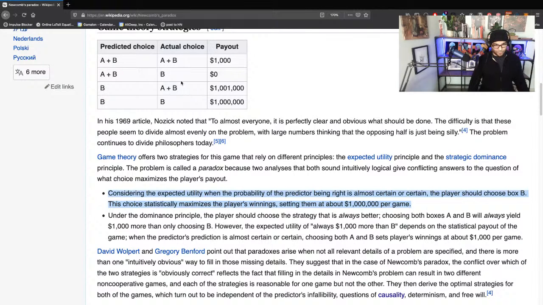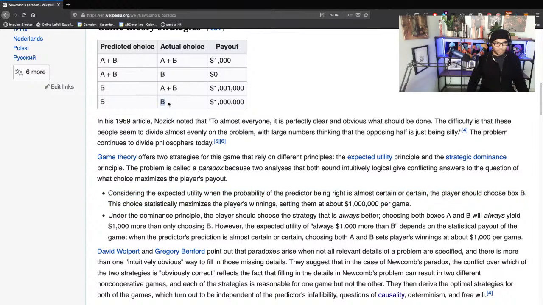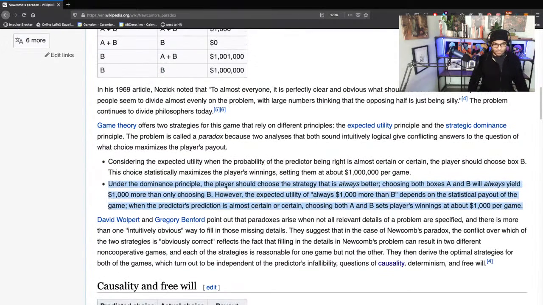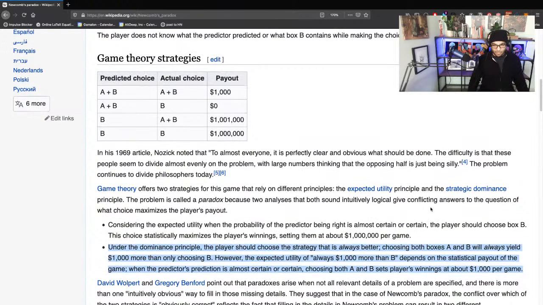Yeah, so it seems like if I choose B, it's always better for me. This is the better option, right? And then there's the dominance principle, whatever that is: the player should choose the strategy that's always better. Choosing boxes A and B will always yield $1,000 more than only choosing B.